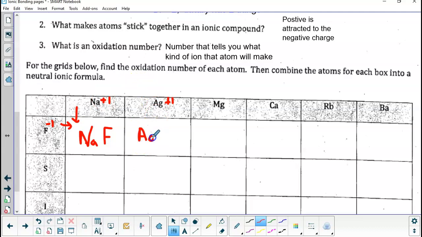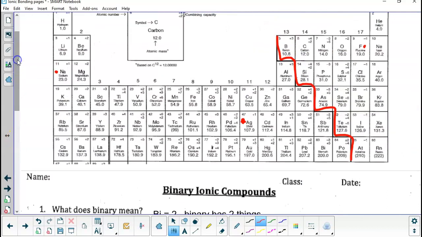So I'm going to write my +1 first, my -1 second. Okay, pretty easy. Let's do the next one. Mg. Need to look it up on my periodic table. Let's see. Right here, number 12. So this one has a +2 charge.